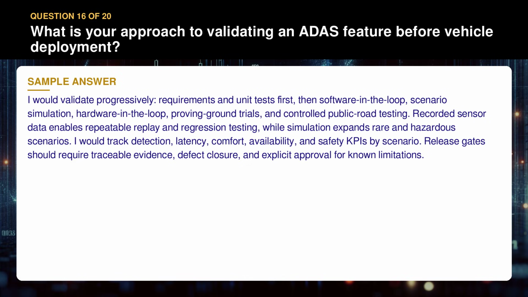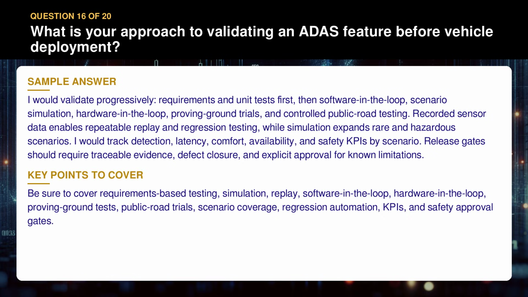I would track detection, latency, comfort, availability, and safety KPIs by scenario. Release gates should require traceable evidence, defect closure, and explicit approval for known limitations. Be sure to cover requirements-based testing, simulation, replay, software in the loop, hardware in the loop, proving ground tests, public road trials, scenario coverage, regression automation, KPIs, and safety approval gates.